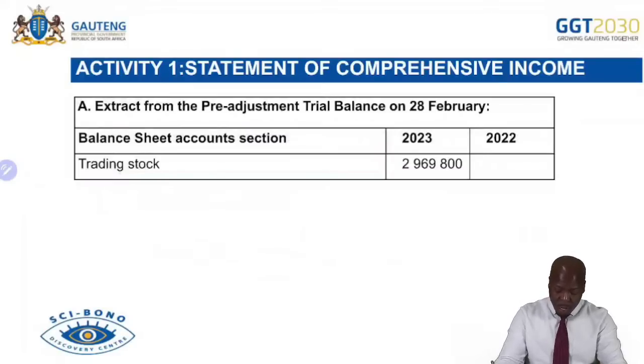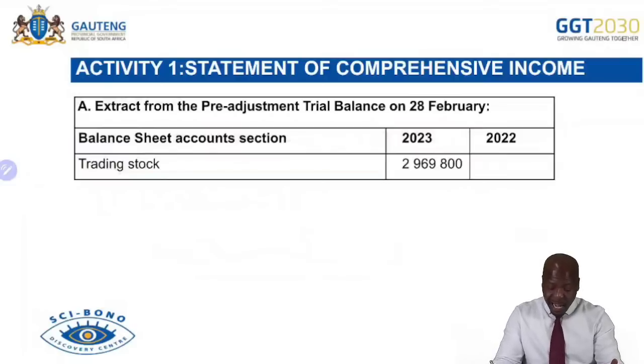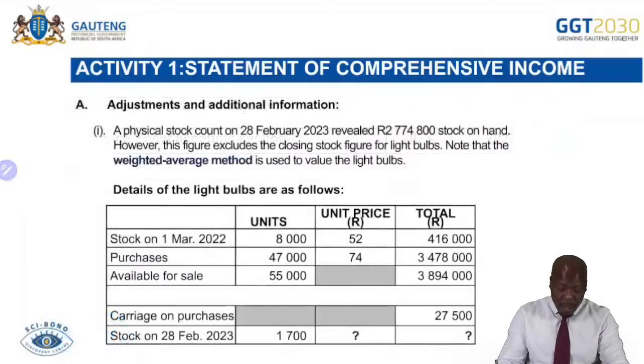We have trading stock, which is 2,969,800. Remember, this is your 2023. This is one very important aspect that you take notice of: this is your 2022 and your 2023 is to your left. Do not make the mistake of not seeing that aspect. Very important. And then we have adjustments that relate to this question.